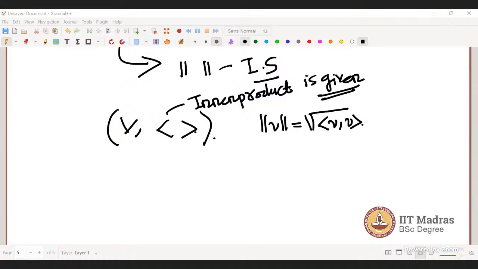Okay, so why don't we remove the norm from the definition of orthonormality itself? Does it give any additional information? Instead of writing the norm of V equals 1, we may write the inner product of V with itself as 1, and just remove the norm from the definition.